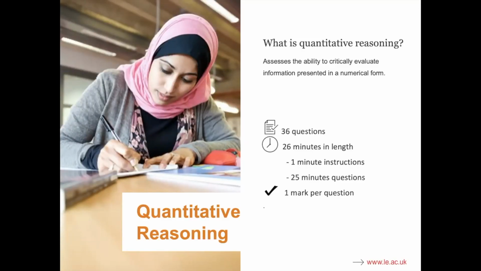The quantitative reasoning section assesses your ability to deal with numerical values presented in many different ways. With any question dealing with numbers, there's also going to be an element of problem solving. You're going to have 1 minute to read the instruction and 25 minutes to answer the 36 questions. Quantitative reasoning is one of those areas that students find particularly difficult and time pressured.